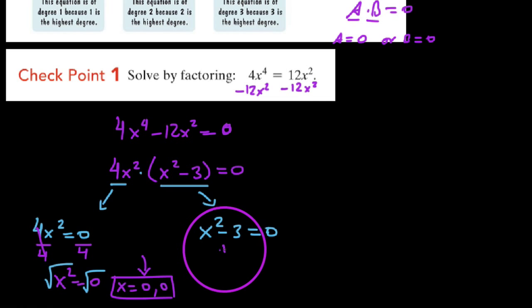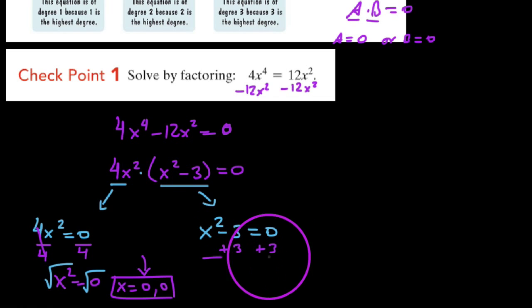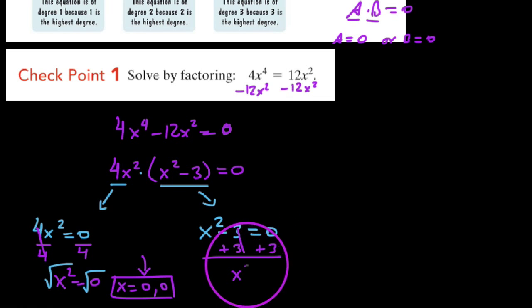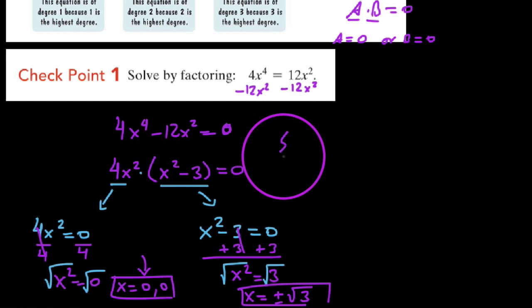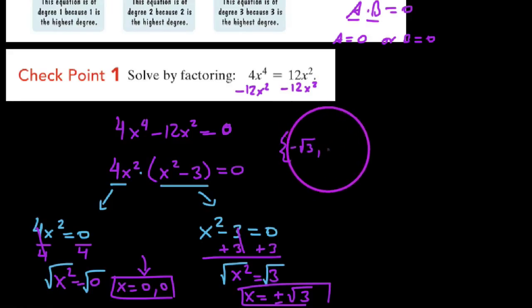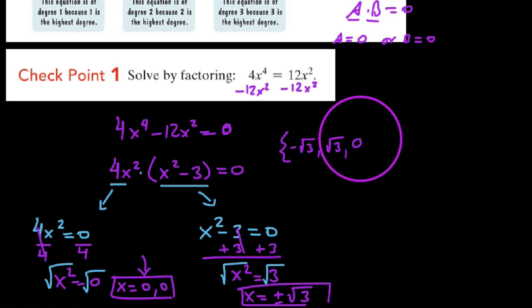And then over here, we'll add 3 to both sides. Once we do this, we get x squared isolated. So we'd say x squared is equal to 3. And then we'll take the square root of both sides. And this is very important: when we take the square root of something, we have to write plus or minus in front. So the solutions here, if we were to write these out, we would say x is equal to negative square root of 3, positive square root of 3, and 0.